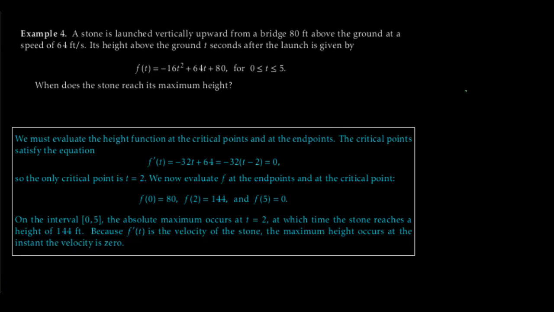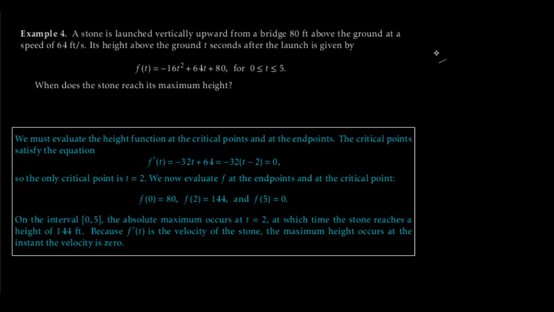So, example 4. A stone is launched vertically upward from a bridge 80 feet above the ground at a speed of 64 feet per second. Its height above the ground t seconds after launch is given by f of t equals negative 16t squared plus 64t plus 80, and this is valid for times between 0 and 5 seconds. When does the stone reach its maximum height?